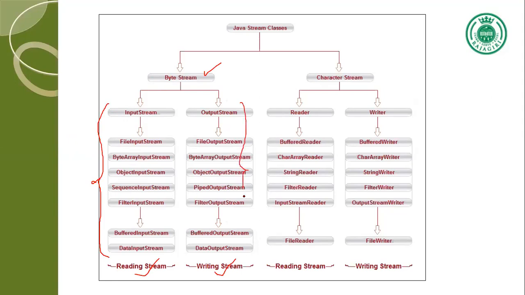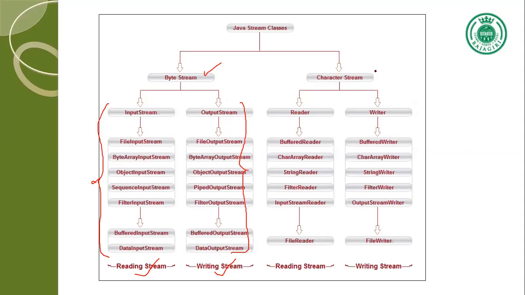And these are the various streams which help you to output or write onto. You have the output stream mainly, and then you have the file output, byte array output, object output, piped output, filter output, buffered output, and then the data output stream.